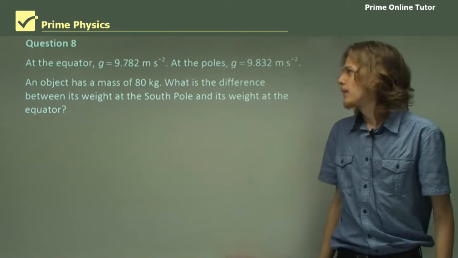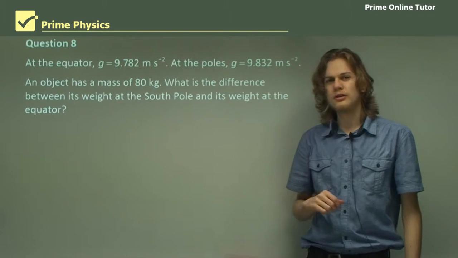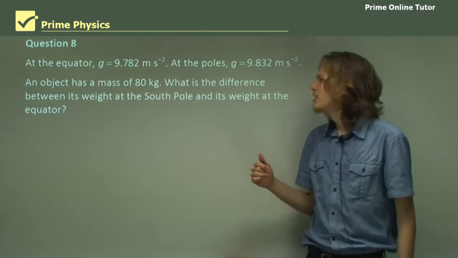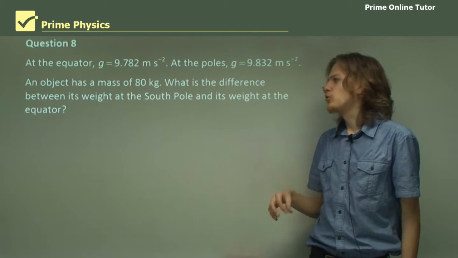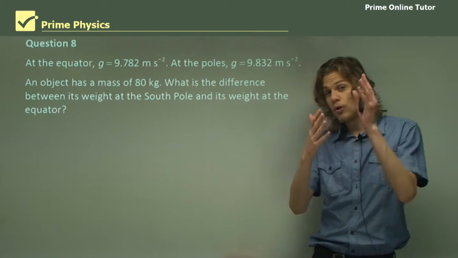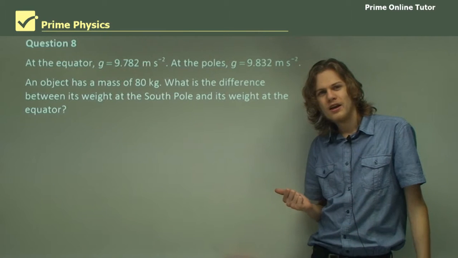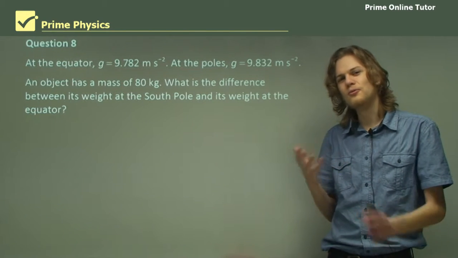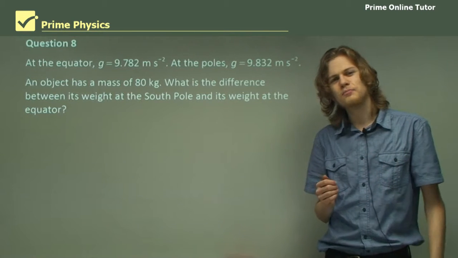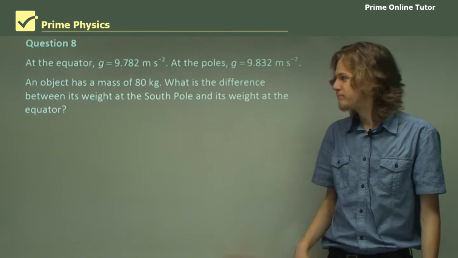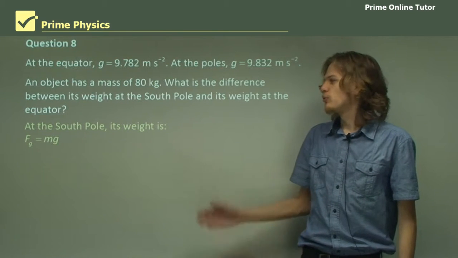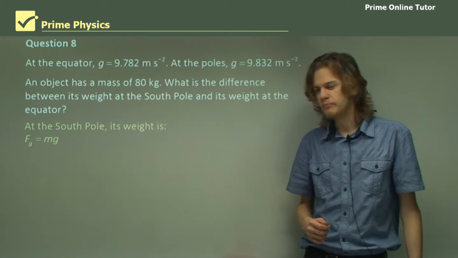Question 8. At the equator, gravity acceleration is this. At the poles, gravitational acceleration is that. An object has a mass of 80 kilograms. What is the difference between its weight at the poles and at the equator? In other words, what's the most amount of weight you can lose or gain just by changing your location? So at the South Pole, the object's weight will be F equals mg.